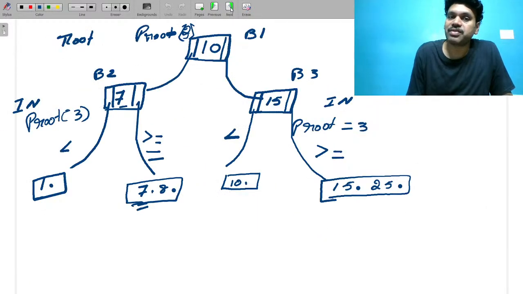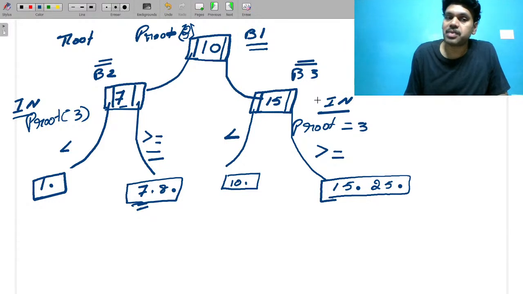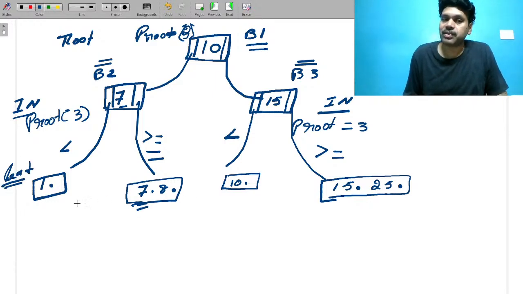Now I will show you the final structure. This is your block 1. This is your block 2. This is your block 3. These are internal nodes. An internal node and root node don't maintain any record pointers. Observe carefully. Now you see, this is your leaf node. The last level is your leaf.